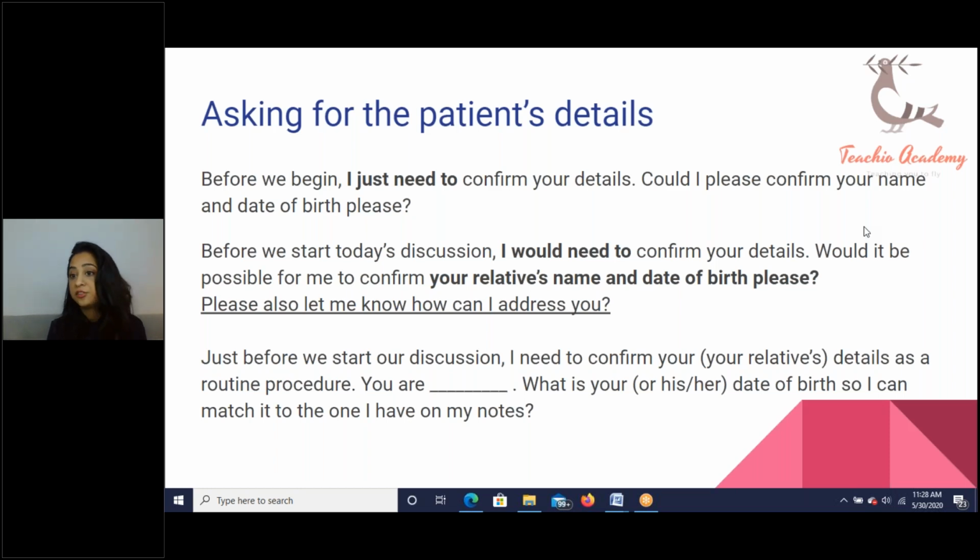You can say, before we start today's discussion, I would need to confirm your relative's details, or I would need to confirm your details. Would it be possible for me to confirm your relative's name and date of birth, please? Notice how I've asked the relative's name rather than the date of birth of the person in front of me, because imagine if you're in a clinic and you get a mother who's got a child who's unwell, and she's come to you in your pediatrics clinic with a sick child, and then you ask the mother about their date of birth. It doesn't really make any sense.